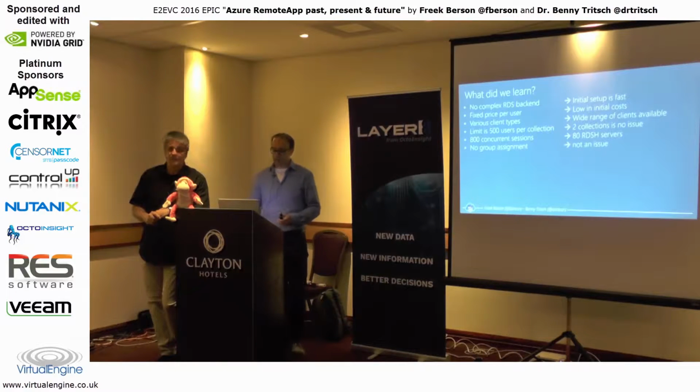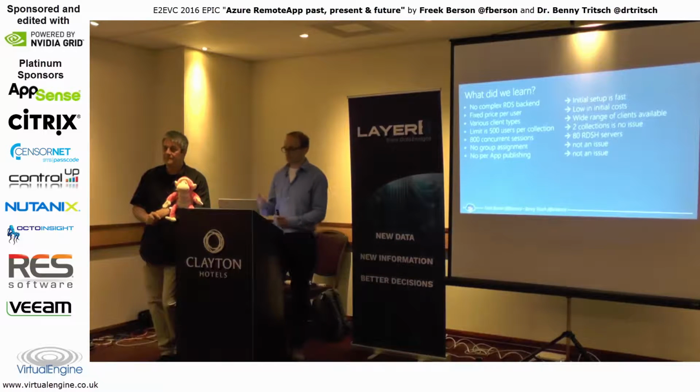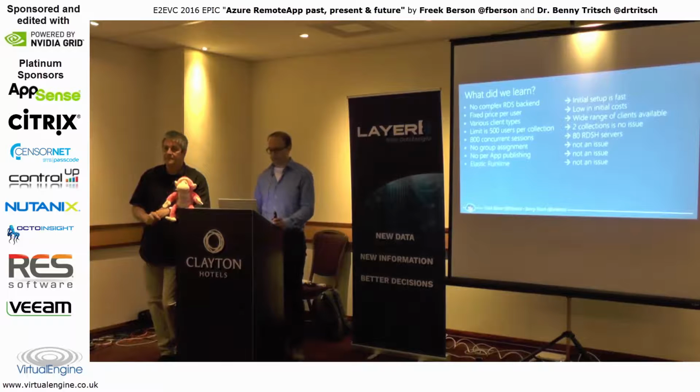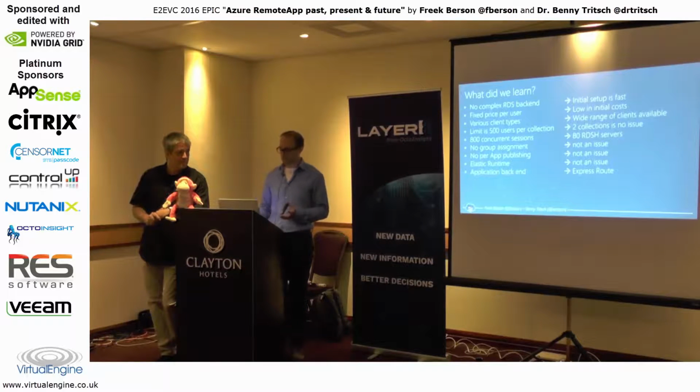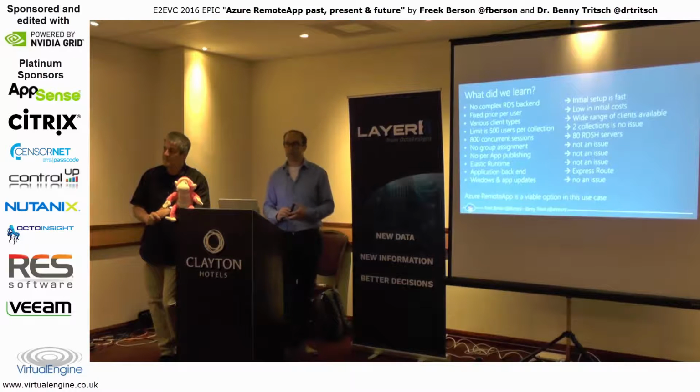There's no group assignment. Should not be an issue in this case because we only have 1,000 users. There's no per app publishing, as we've seen, but for this case, every user uses every application, so it should be fine. The elastic runtime or adaptive scaling should not be an issue for these amounts of users. The application backend resides on-premises, but we can connect it using ExpressRoute, and Windows and app updates should not be an issue because it's a relatively small amount of applications. So our conclusion to this use case was Azure RemoteApp could be a viable option here.